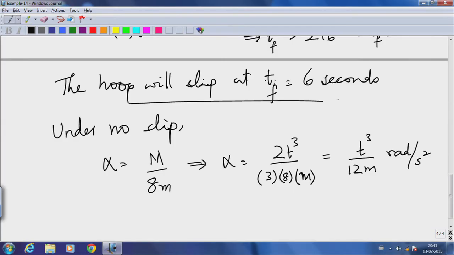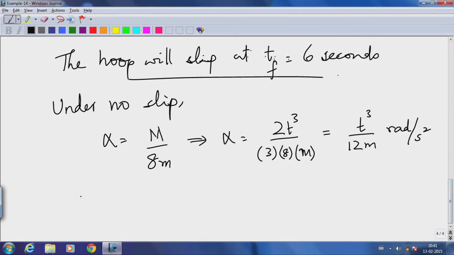T cubed over 12 m radian per second squared. So, if I integrate this from 0 to 6 seconds, and knowing that the linear acceleration is 2 alpha, so this is v at 6 seconds would be equal to this.